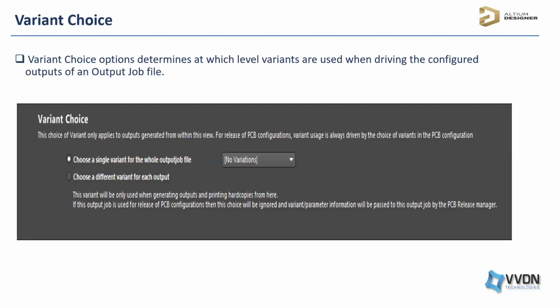Variant choice, as I told you, if in our design any variant is there, at that time we can create our output jobs. If we select no variants, we can also create an output job for the whole project. And if we have variants, we can select from this drop down box, and we can do the output jobs for the variants also.